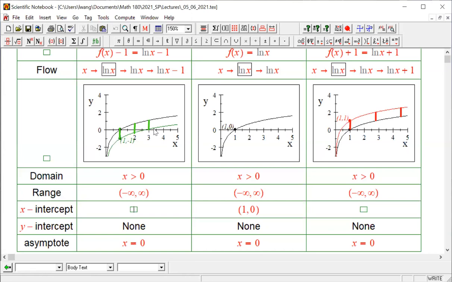We didn't do that earlier because those are fairly straightforward, and we understand the shifting. We have done shifting, left to right, up and down, many times. But with ln, I want you guys to do a little more detailed work. For example, right?